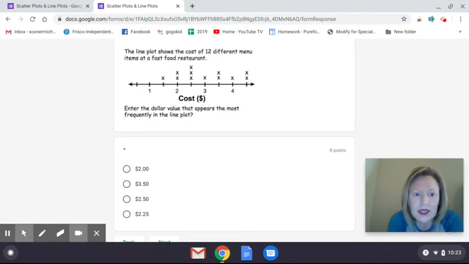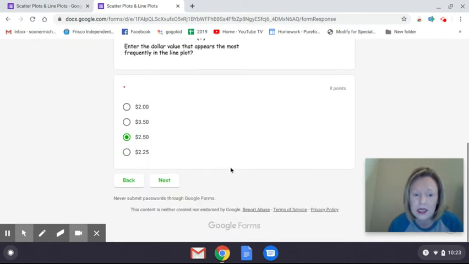This question says the line plot shows the cost of 12 different menu items at a fast food restaurant. Enter the dollar value that appears the most frequently in the line plot. If you're looking at a line plot, you're going to look at all of the X's and see which one is the most frequent. That's going to be the one with the most X's. I see that's in between 2 and 3. So if that's in dollars, that would be $2.50.